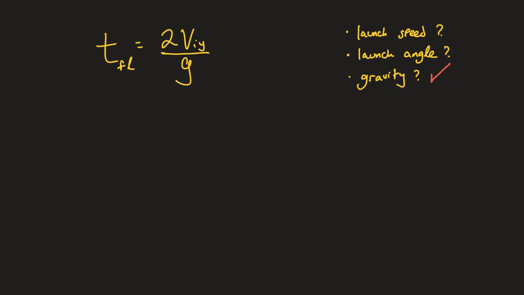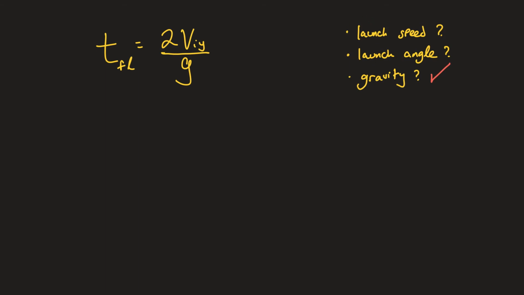Now if we go back to our list of things that the flight time could depend upon, we certainly have checked off gravity from our list. We see it right here. But I don't see the launch speed or the launch angle in this equation. I see the initial vertical velocity. That's not the launch speed, and that's not the launch angle. But there is a way to get to these 2 things, which is a hint I'm giving you here.